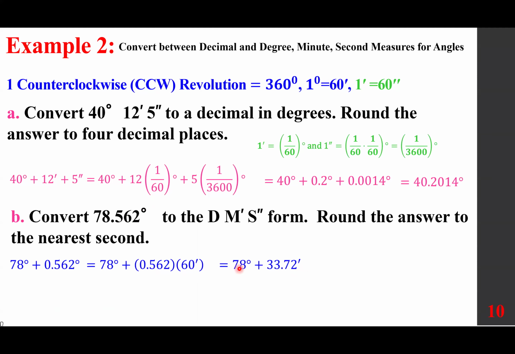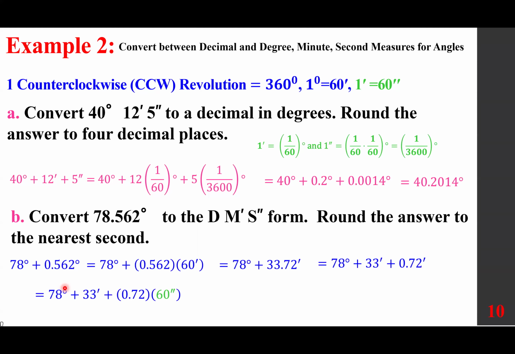So far it means 78 degrees, 33.72 minutes. This 33 is fine, but this one, 0.72 minutes, we're going to change it to seconds. How? You multiply 0.72 minutes by 60 seconds. So 78 remains. 33 minutes remains. This one, 0.72 minutes, we're going to multiply it by 60 because 1 minute is 60 seconds.